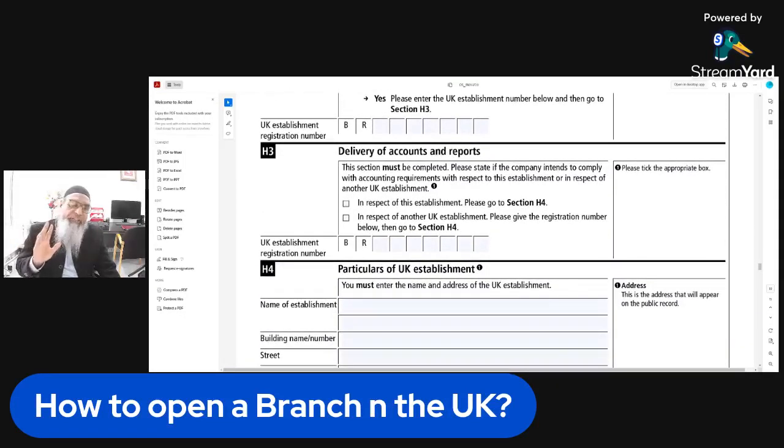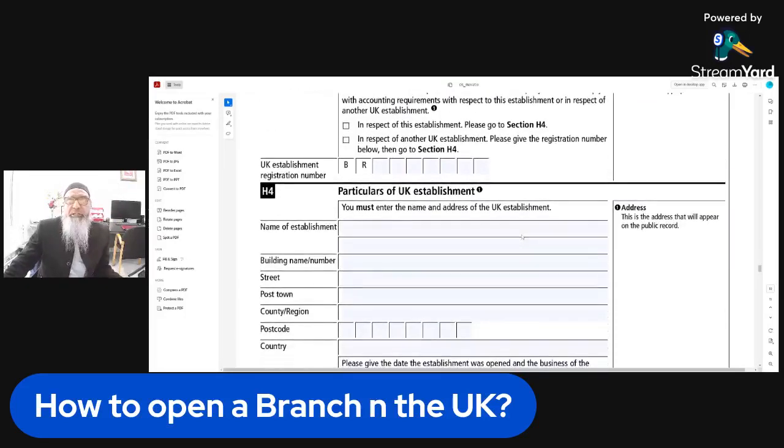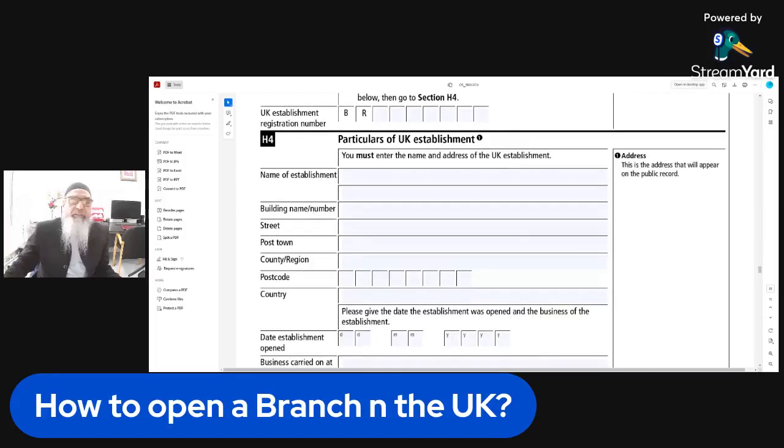H3 is delivery of accounts and reports. This section must be completed, though all the relevant sections must be completed above, but this is also mandatory. Please state if the company intends to comply with accounting requirements with respect to this establishment or in respect of another UK establishment. You are supposed to tick yes in respect of this establishment or in respect of another establishment. Again, you are supposed to give the establishment registration number if it was previously registered.